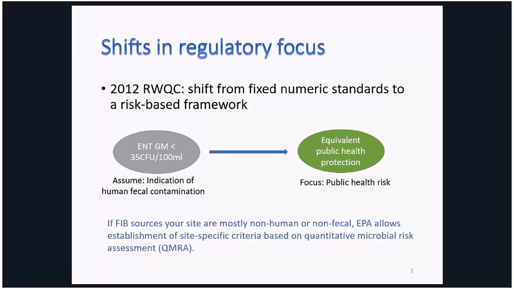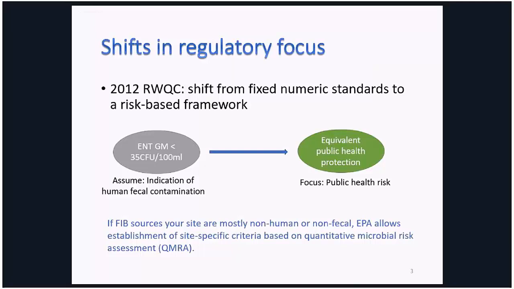So why we're here today? In 2012, EPA published the revised recreational water quality criteria. In it, the regulatory focus has shifted from fixed numeric standards to a risk-based framework.